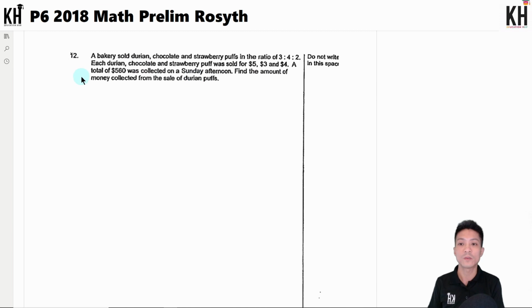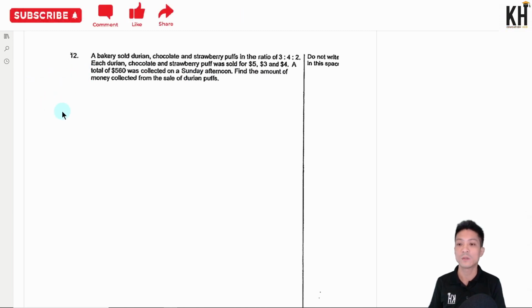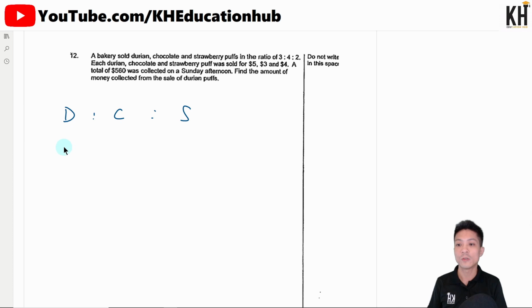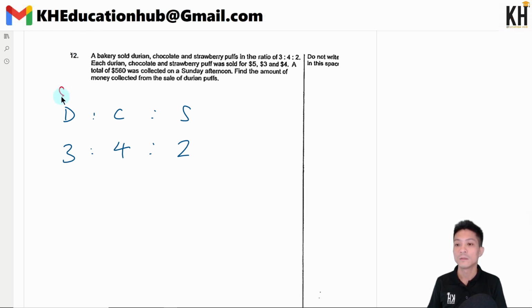Okay, so this is a grouping type of question. So I'm going to write down the ratio first. Okay, durian is to chocolate is to strawberry is 3:4:2. Okay, so the price is durian is $5, chocolate is $3, and strawberry is $4.